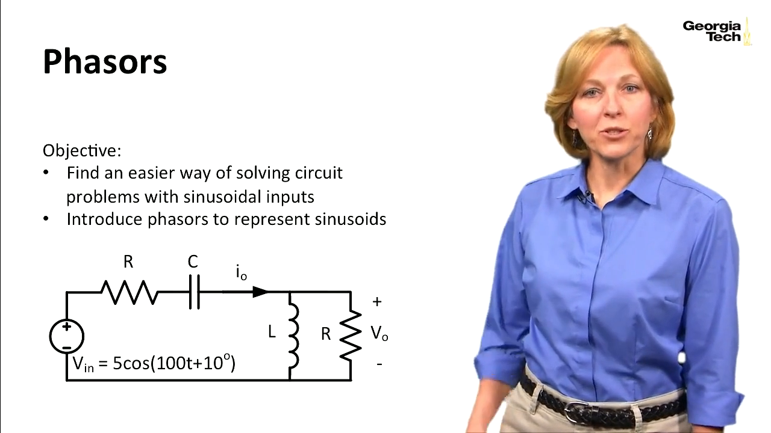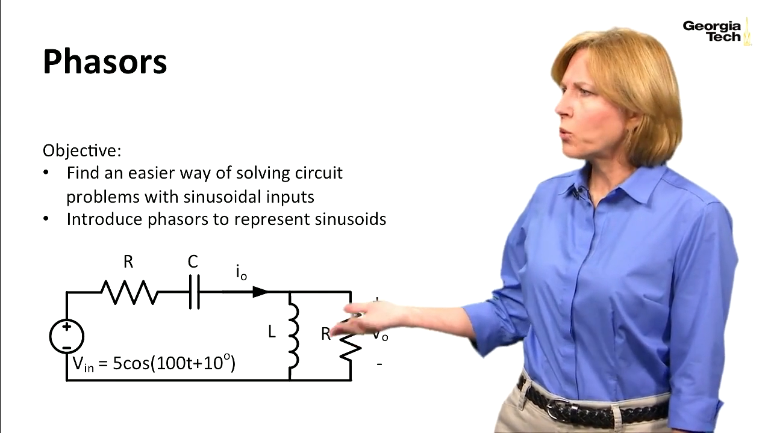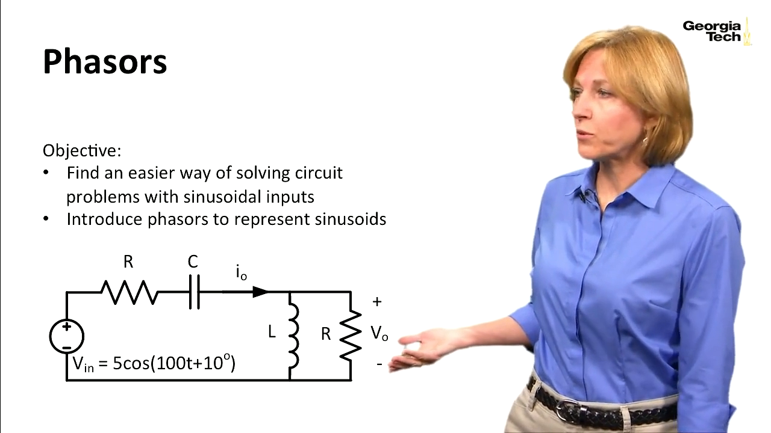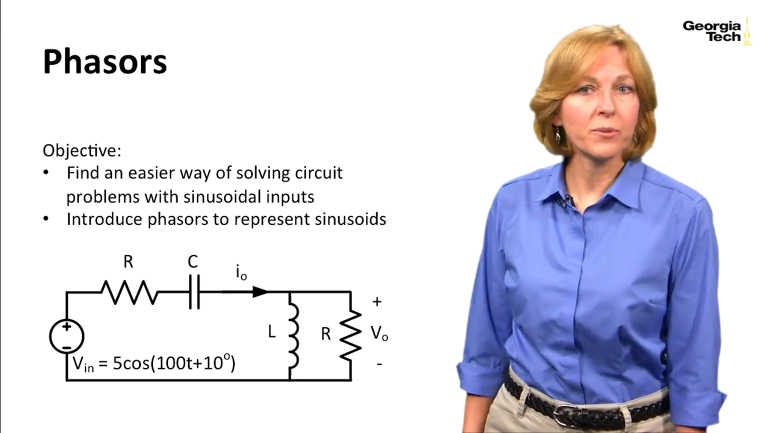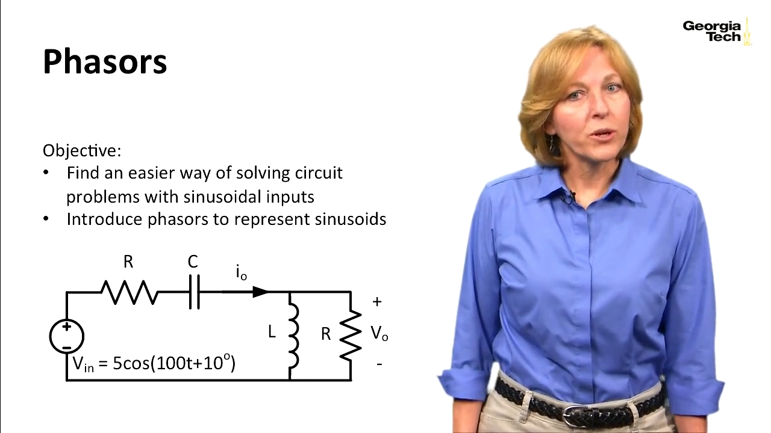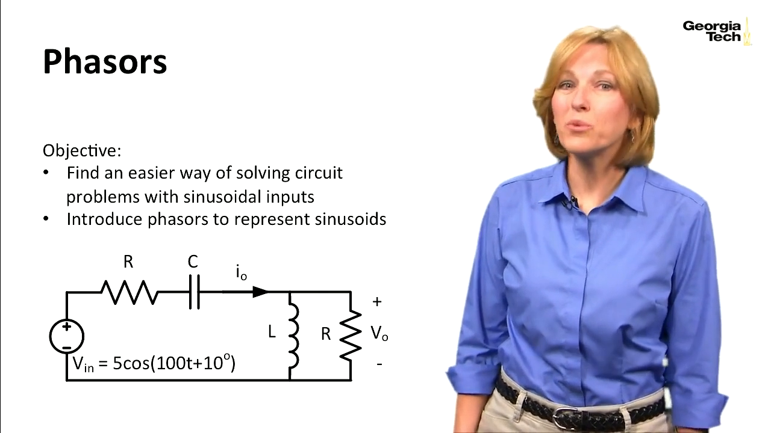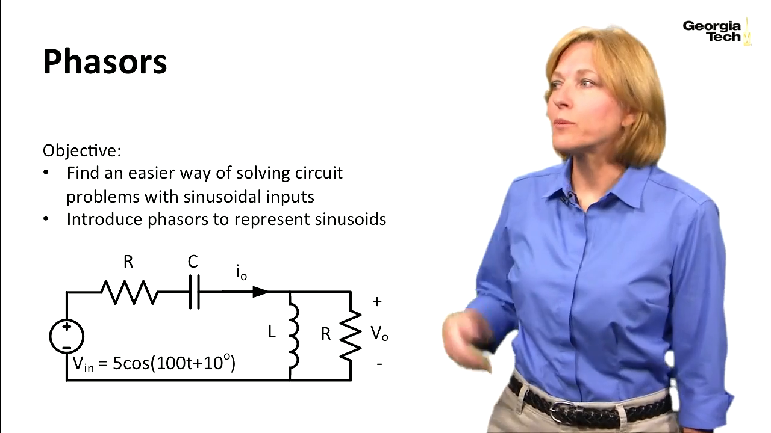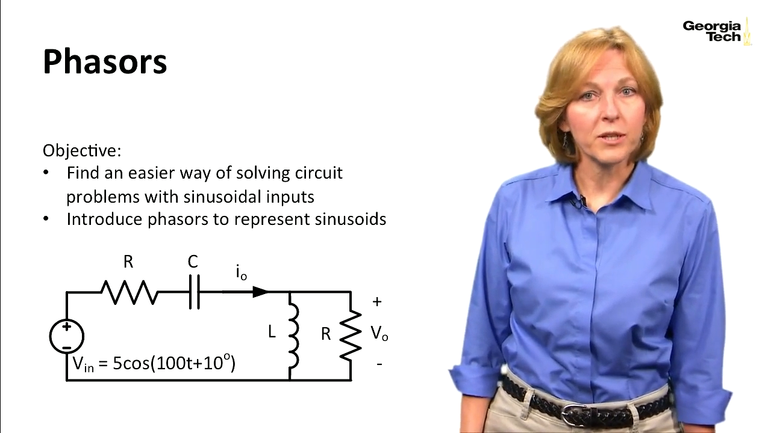Our goal in this module is to be able to look at a problem like this, where we've got a fairly complicated circuit with reactive elements in it, and we've got a sinusoidal input. Our goal is to find the output of that circuit. Now, we could use differential equations, but it's really messy that way. So our objective here is to find an easier way of solving circuit problems with sinusoidal inputs.